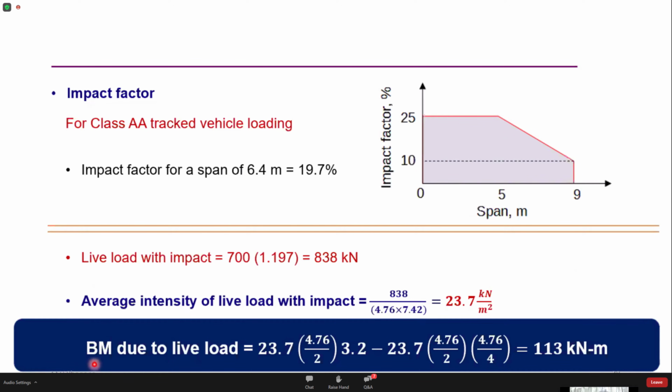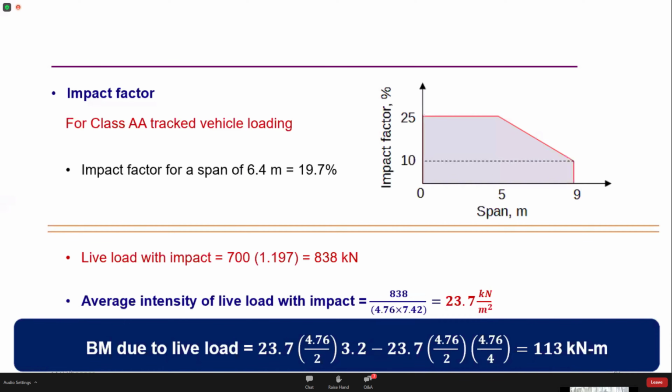Now I can simply calculate the bending moment using the equations of equilibrium. Since it's a simply supported slab and subjected to a live load of 23.7 kilonewton per meter square over a length of 4.76, I can calculate the bending moment. So this works out to 113 kilonewton meter. So this is how we calculate the bending moment for live load.